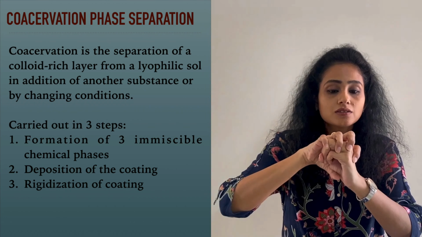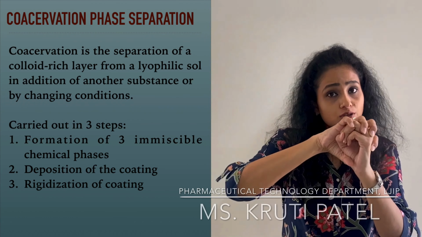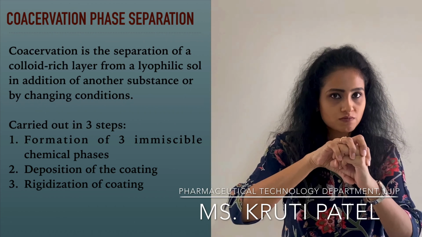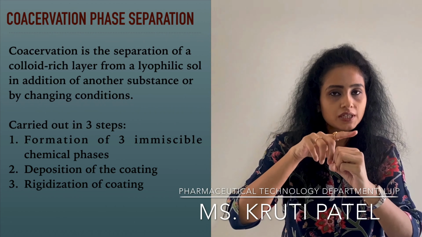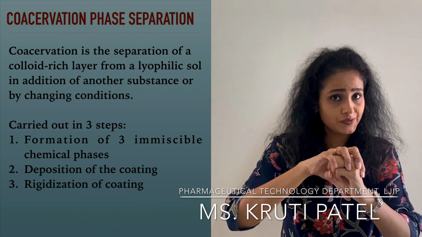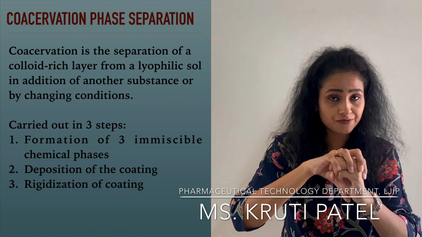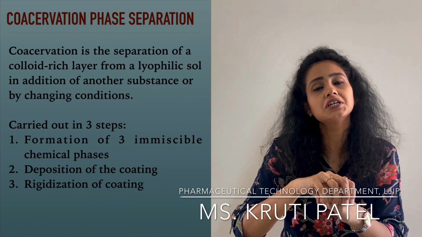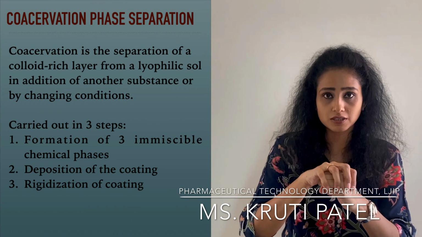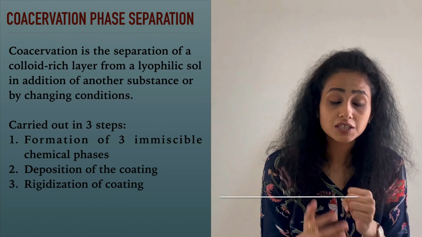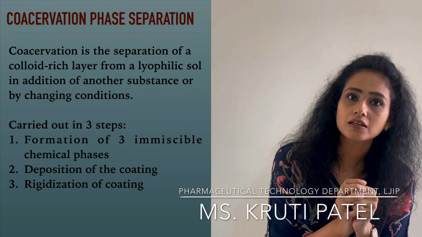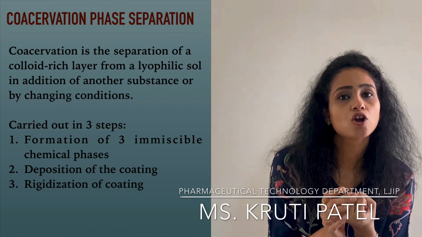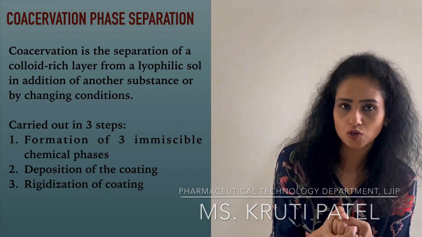In the third step, this outer coating part will still be in liquid form. When it gets deposited, it will be in liquid state. So we have to solidify them, we have to rigidize them. Then only they will be converted into free flowing solid particles. This rigidization mainly takes place by changing temperature or by cross-linking polymers or by desolvation method.